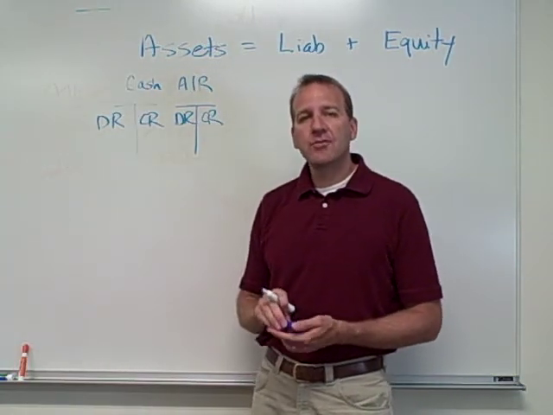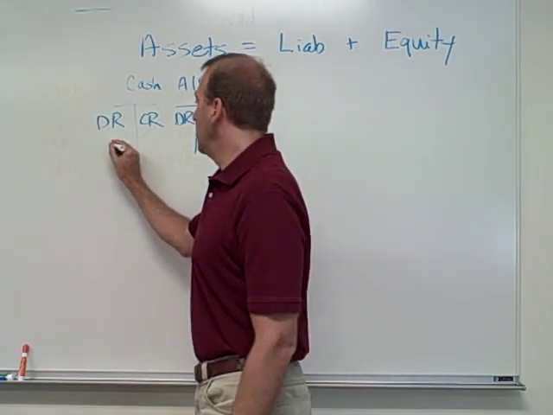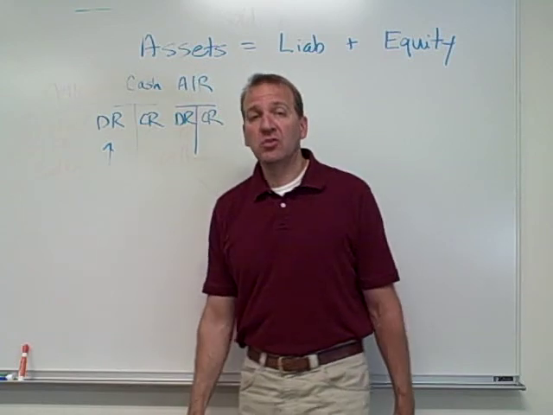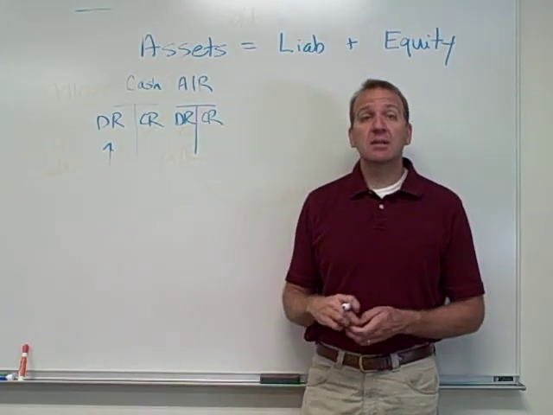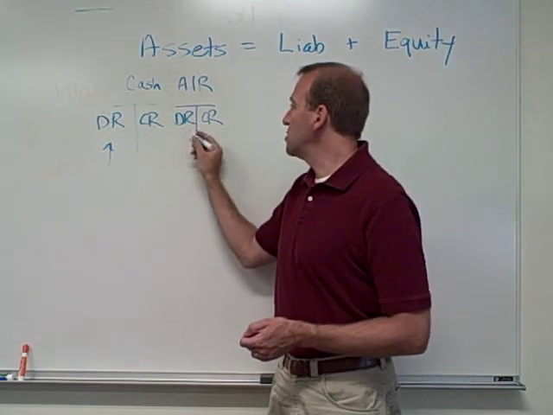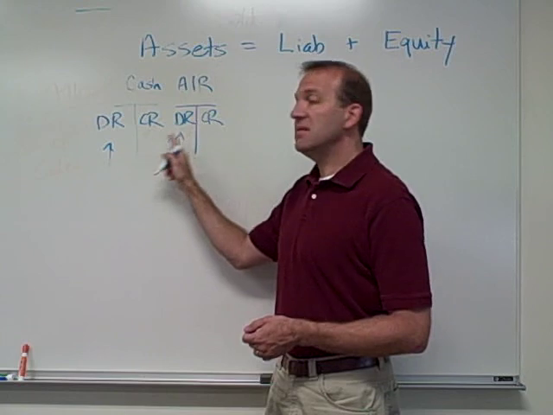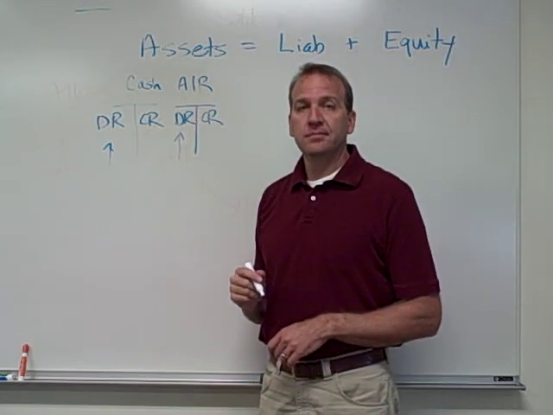Now, if cash had a $100 balance, and it was a positive balance, it would be a debit. Okay, that sounds confusing to most students. You just have to learn that. Debits increase assets, okay? So a debit would increase cash, and a debit would also increase accounts receivable. Credits decrease these accounts, okay?